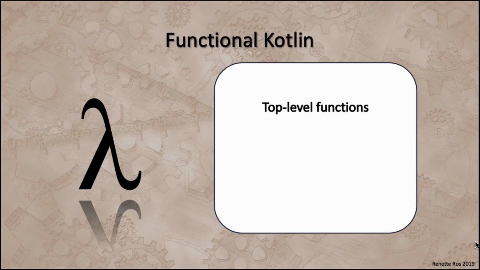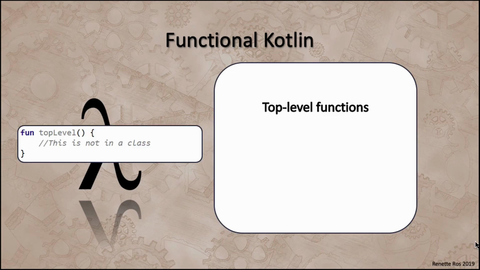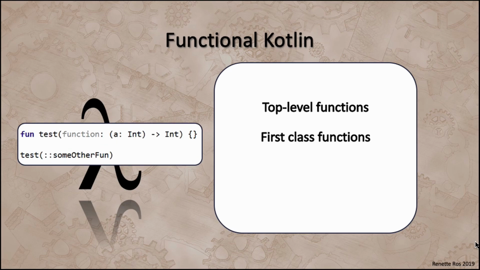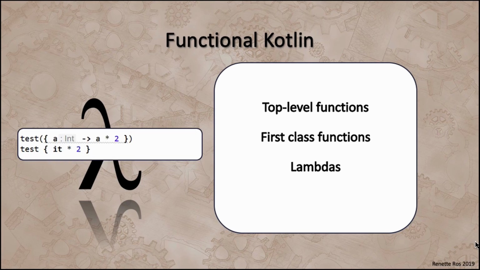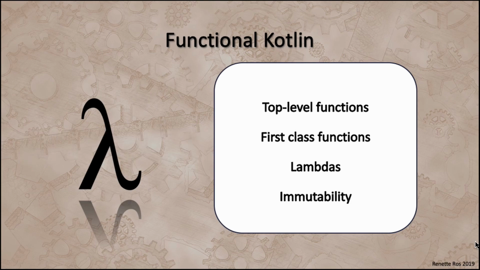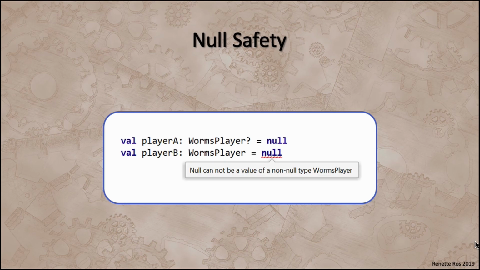Then on the functional side, Kotlin has top-level functions. You can do stuff without it being in a class. You can have first-class functions, so you can pass your functions around and have lambdas. And lambdas just work, and they're a first-class language feature. And we have a strong focus on immutability and doing the sensible thing by default.